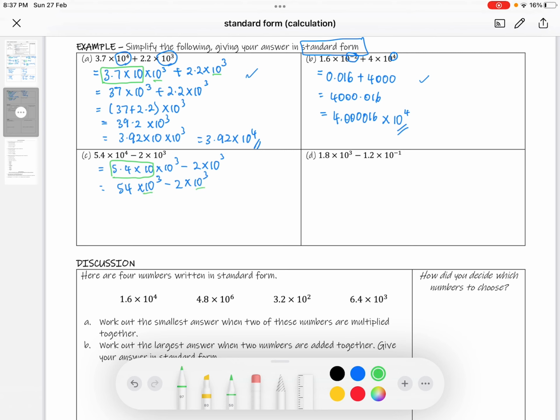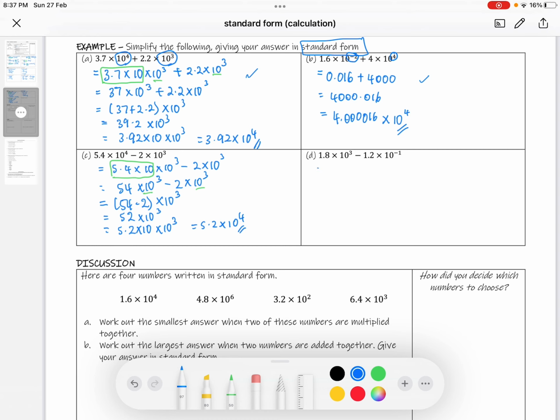They have the same index form, so when that happens, I can subtract the non-index parts. So that will be 52 times 10 to the power of 3. Again, 52 is 5.2 times 10, and the final answer should be 5.2 times 10 to the power of 4.